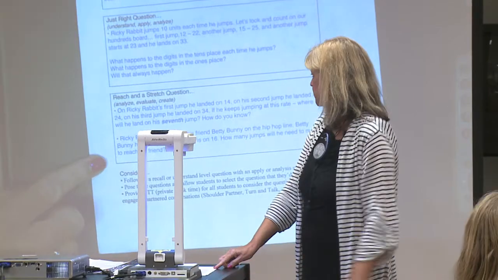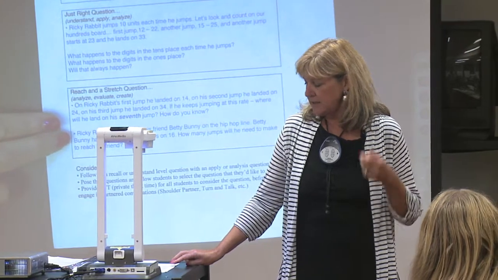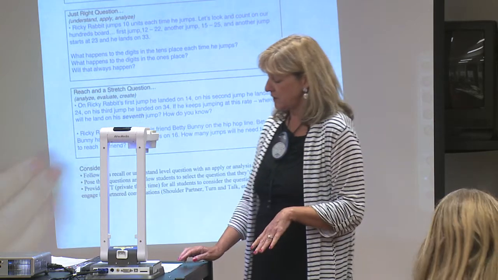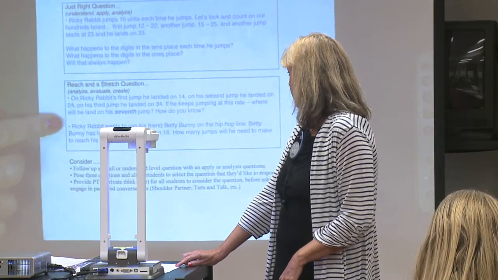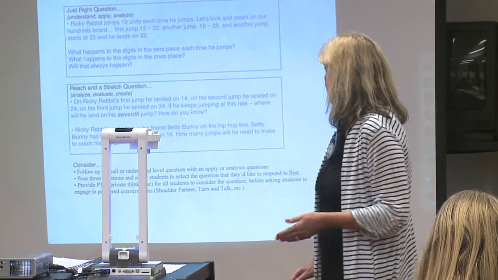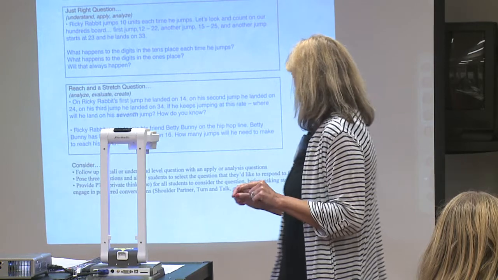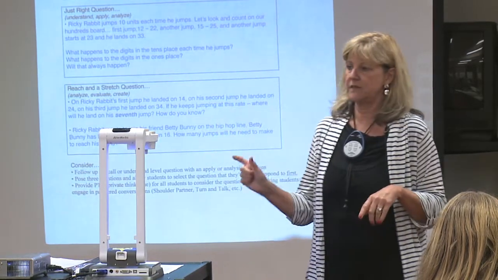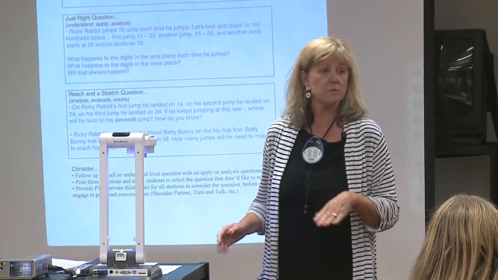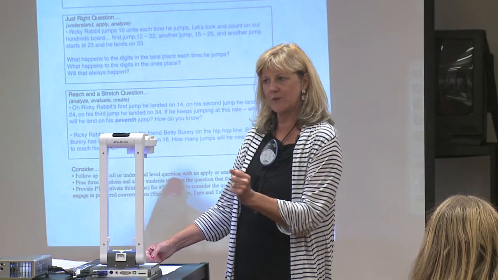Then we went all the way down to the reach and the stretch, and so I looked at the opportunities kids would have to analyze, evaluate, and create that this task allowed. And I came up with a couple of other questions where it said, on Ricky Rabbit's first jump, he landed on 14. On his second jump, he landed on 24. On his third jump, he landed on 34. If he keeps jumping at this rate, where will he land on his 7th jump? I highlighted 7th here because it could have been 10th, it could have been whatever would be appropriate for my classroom. And again, what was the little hook there?